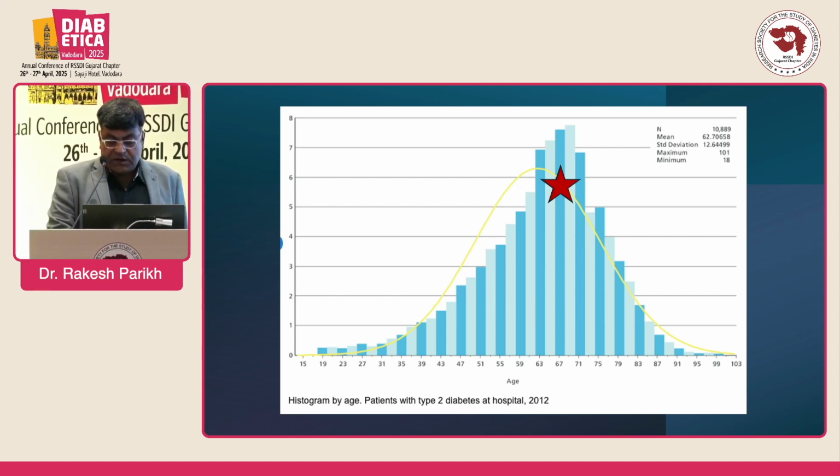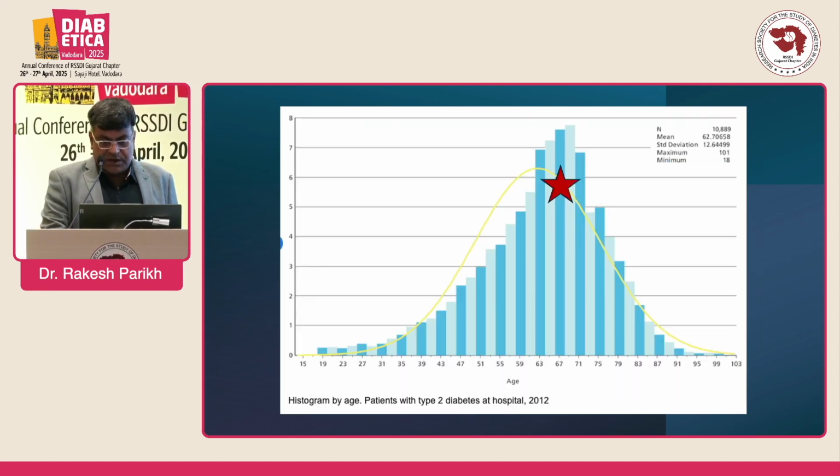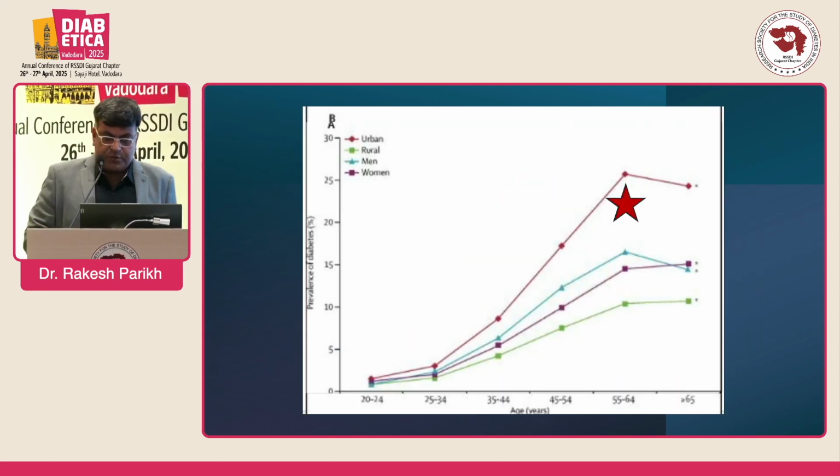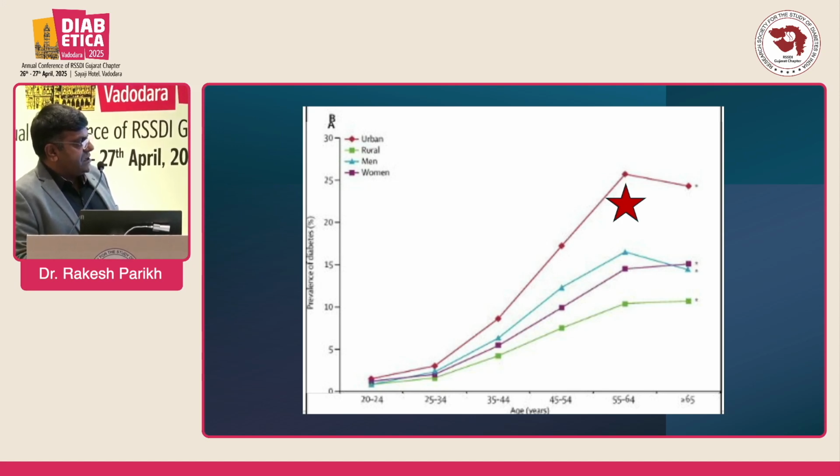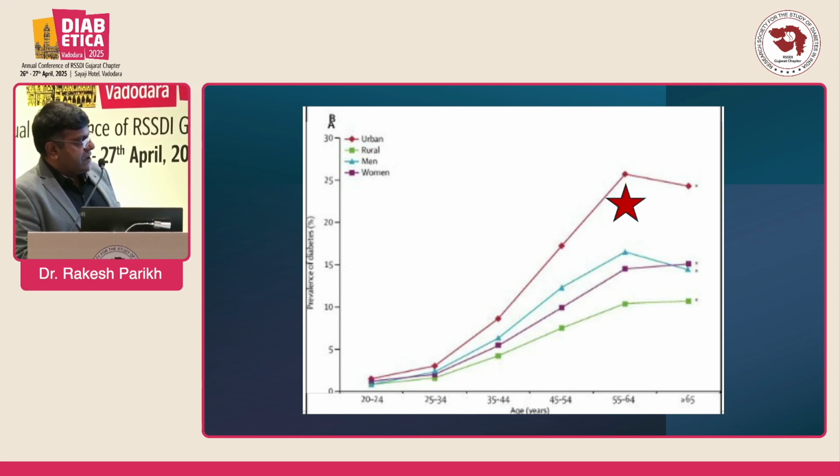And then we have the latest one from the ICMR INDIAB, published by Dr. Mohan's group just 2 years back. Now the peak here in the Indian population is between 55 to 64 years. And the number of people with diabetes in younger age groups is increasing. It was not like this earlier, and the shape is changing.